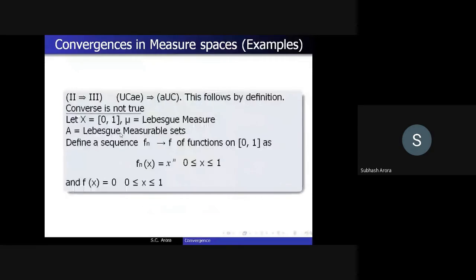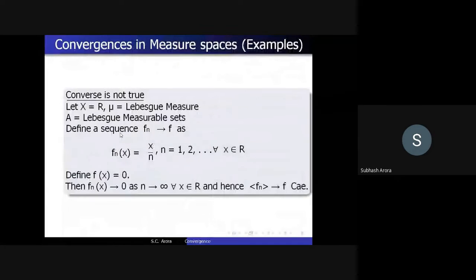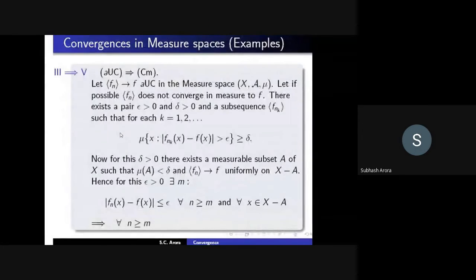And we are now trying to prove that almost uniform convergence implies convergence in measure. Almost uniform convergence means that for every epsilon greater than 0, we can take away a subset A of measure less than epsilon, such that on the complement of it the convergence is uniform. So let us now prove how third implies fourth, and of course fourth does not imply third.